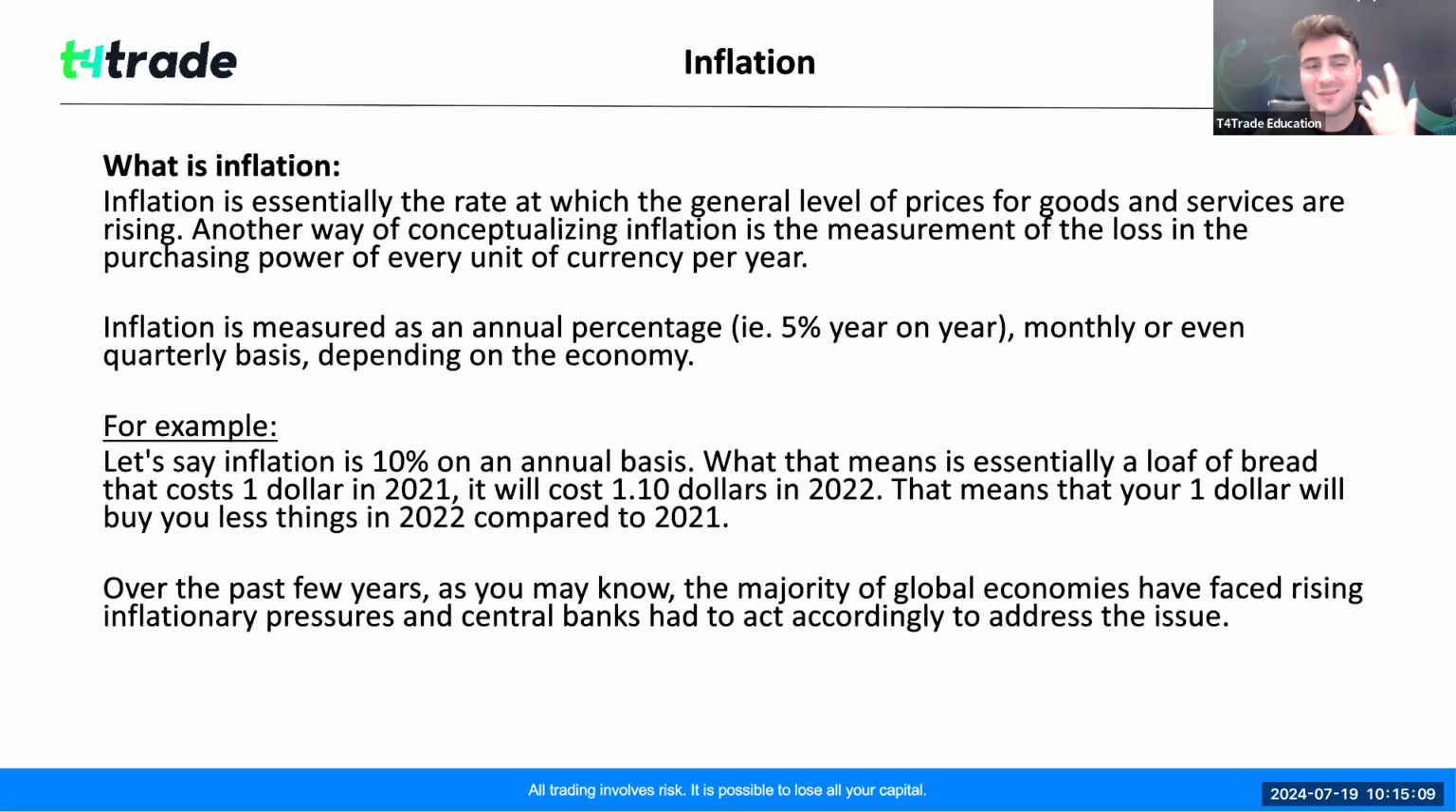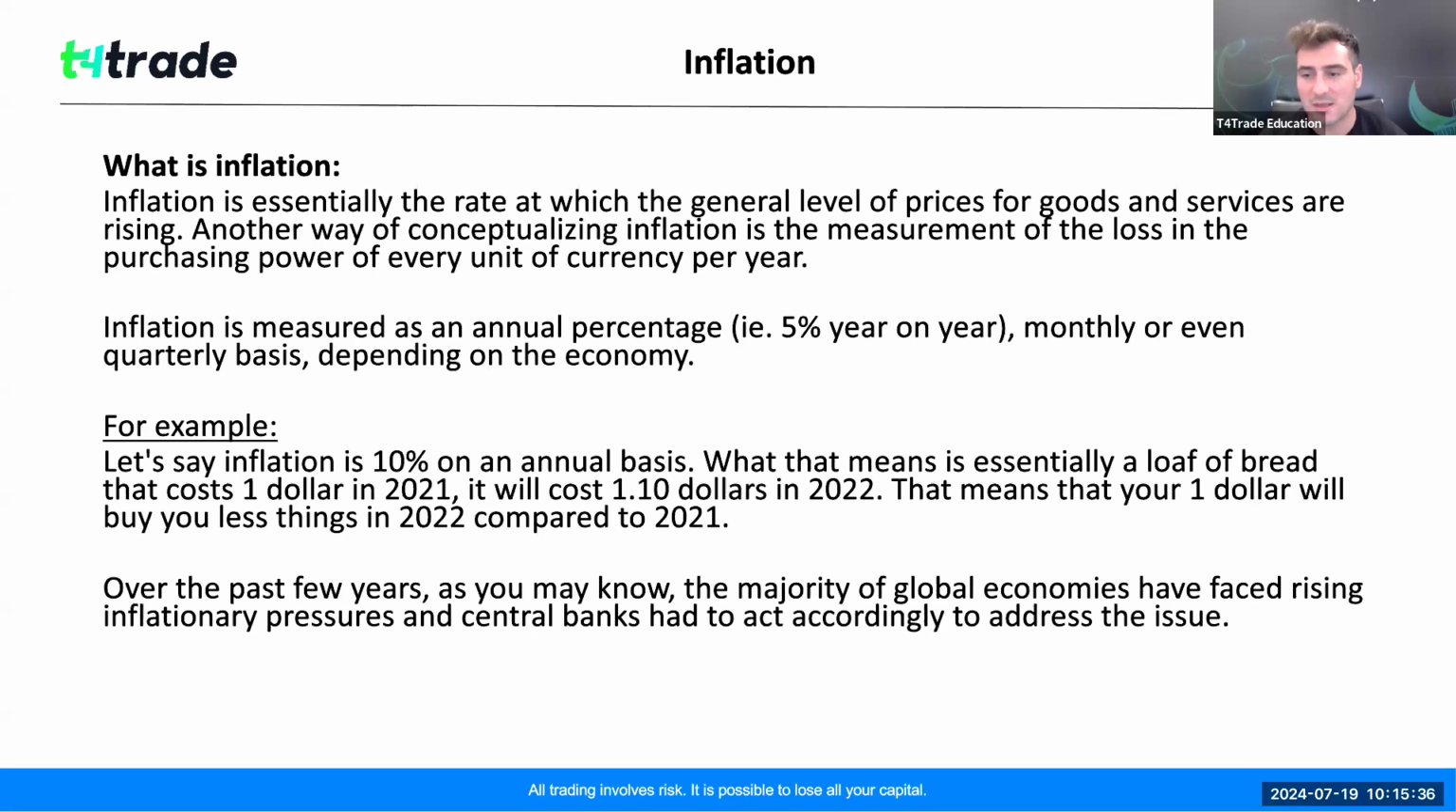So another way of conceptualizing inflation is, in a sense, the measurement of the loss in the purchasing power for every unit of currency per year. Again, if this is not clear yet, allow me to present you an example. It's going to make things easier. So before we go into the example, inflation is measured most of the time as an annual percentage. So for example, 5% year on year.